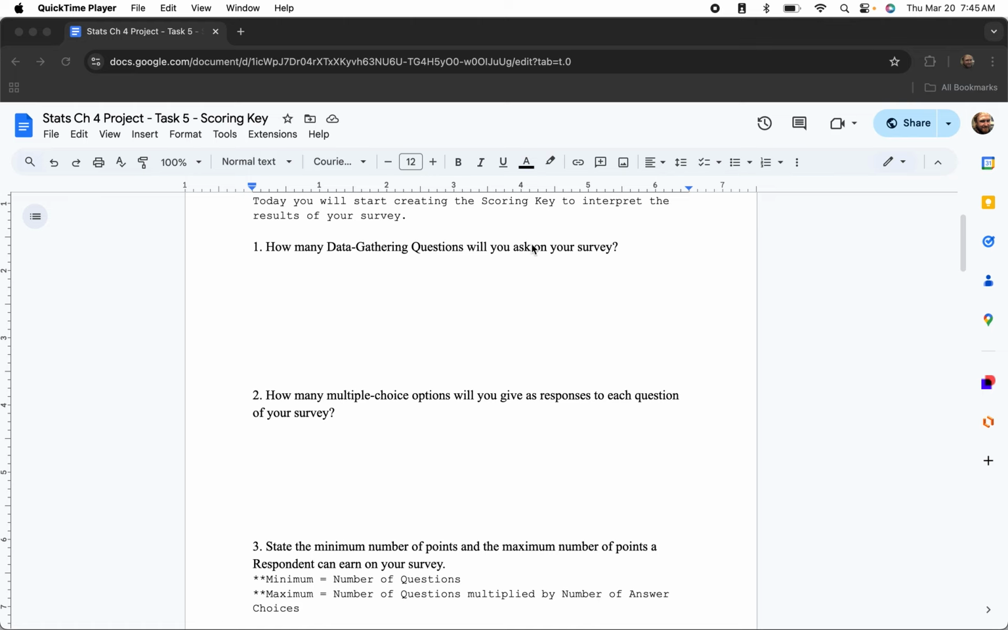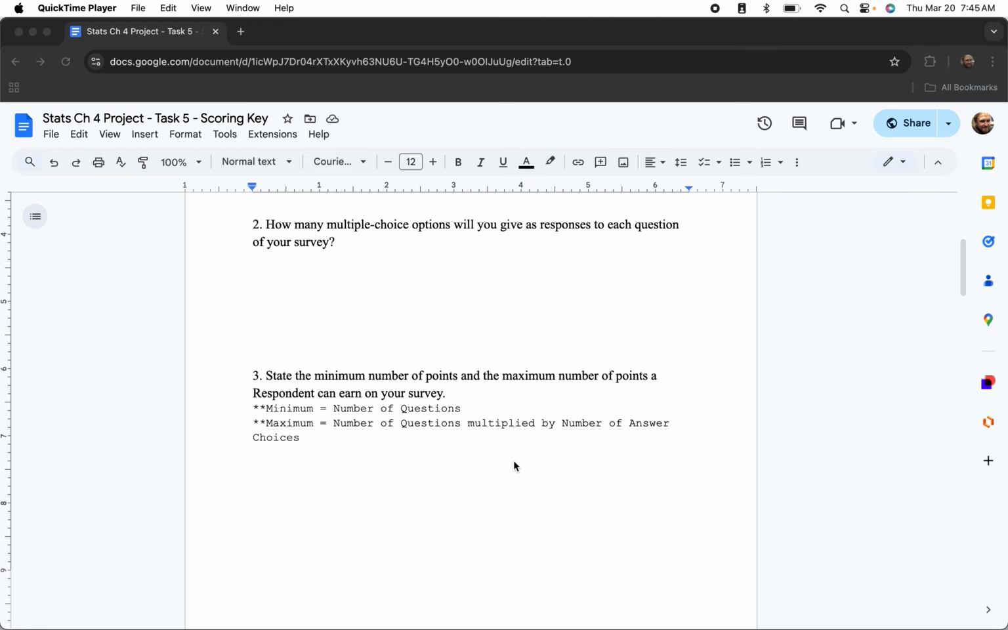So the first part of this is just looking at what you've asked and what your numbers are going to be. How many data gathering questions will you ask? The minimum is 8. How many multiple choice options will you give as responses to each of your survey questions? The minimum is 5. State the minimum number of points and the maximum number of points that you can earn on your survey. Again, if there's 1 point minimum and 8 questions, that would be 8. If there's 5 points maximum and 8 questions, that would be 5 times 8, which is 40.